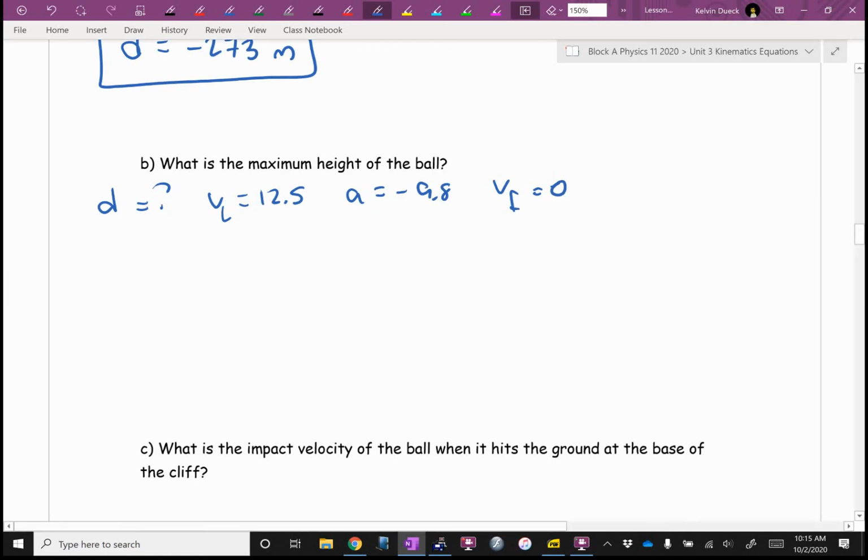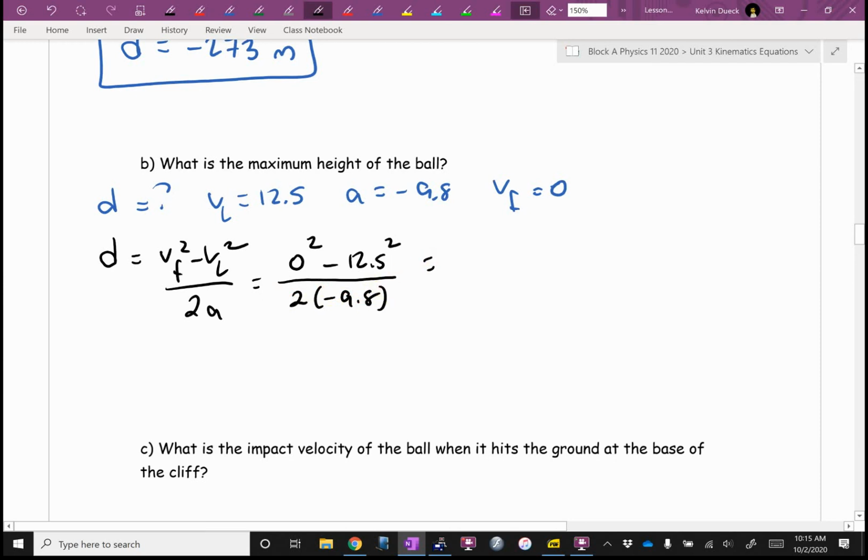Can you get the D by itself, please? It is the VF squared one. Yeah, I got that. Good. So it's going to be 0 squared minus 12.5 squared all over 2 times negative 9.8, which is what?